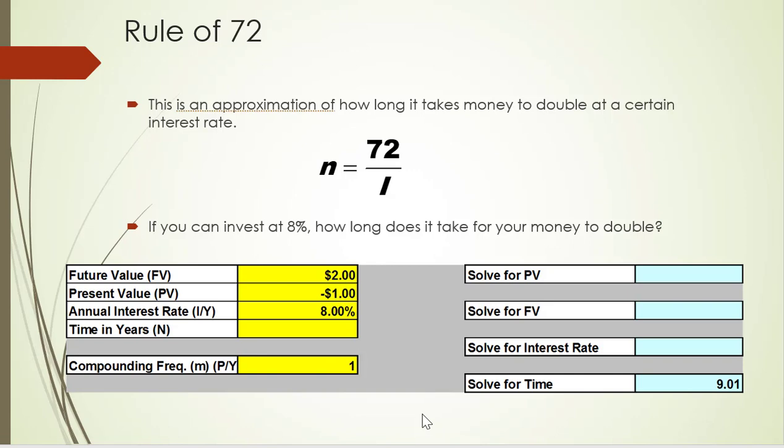There is a video on the rule of 72 that I would suggest that you take a look at, to try to understand why this is so important for investing.